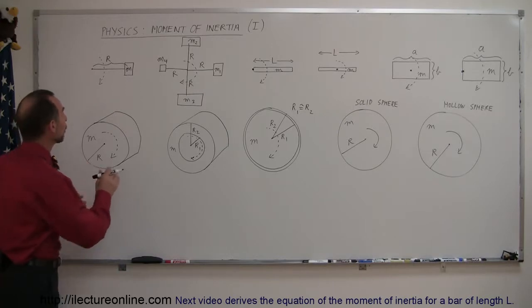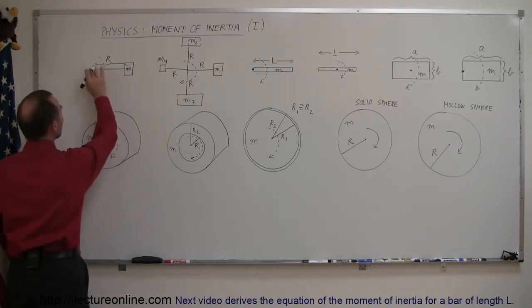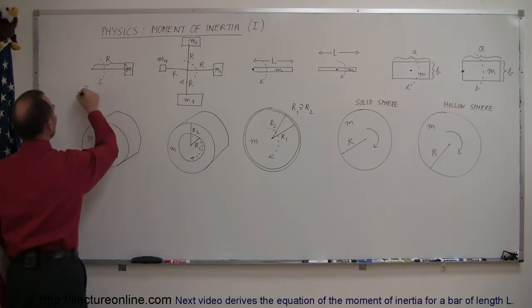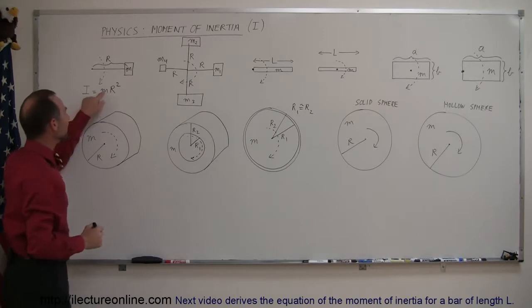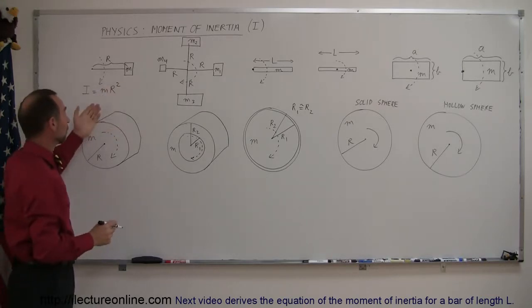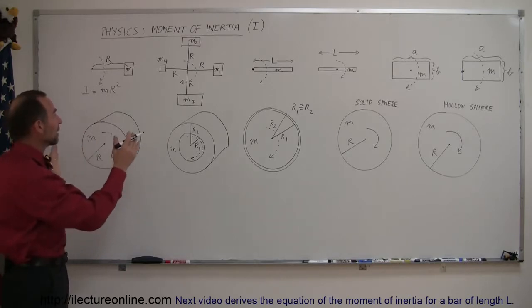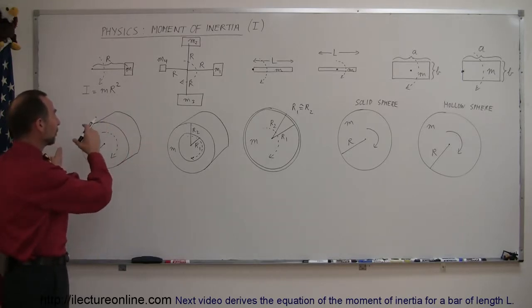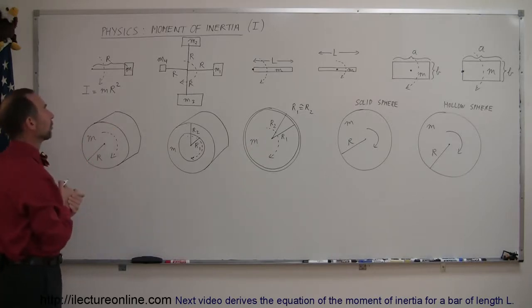And the general equation for an object that's a distance r away from the point of rotation, we can say that I is equal to m times r squared, noting that m is definitely a factor in the moment of inertia, but r is more so a factor. The farther away the mass is from the point of rotation, the more difficult it is to rotate, and therefore the larger the moment of inertia.